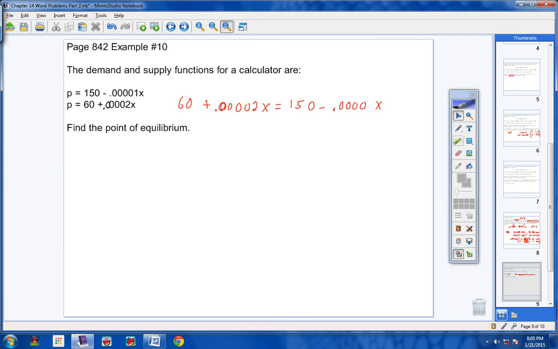Now, look, students, bring your 60 over to the right side and you're left with 90. Bring your negative 0.00001 over and it becomes positive, so you have 0.00003x. Okay? And then divide 90 by this number, and you will get 3 million for your x. So x equals 3 million.